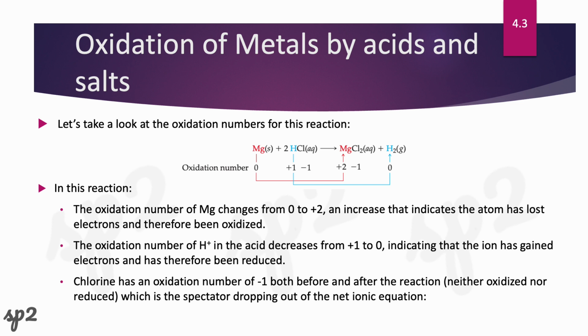And this is exactly what we have for the spectators, if you remember them. In our previous lectures, we talked about the spectators that are just there to balance out the charge, but are not really directly involved in any sort of chemical reaction. So I can cross out my chlorine, and that is going to give me my net ionic equation, the actual reaction between magnesium and proton. Okay, cool.